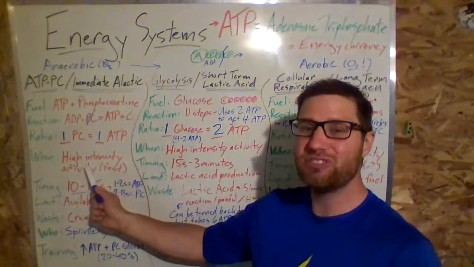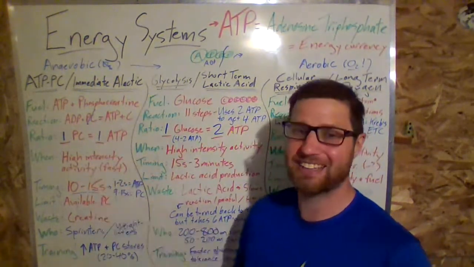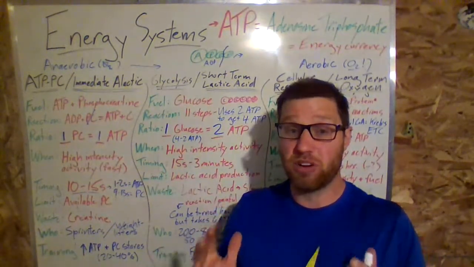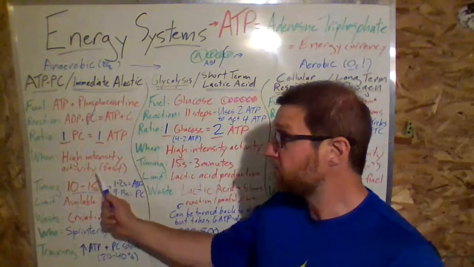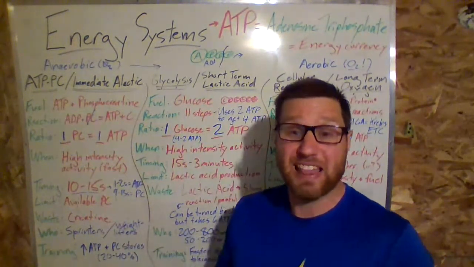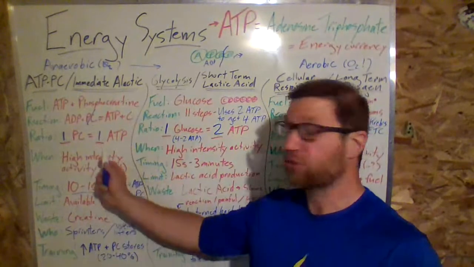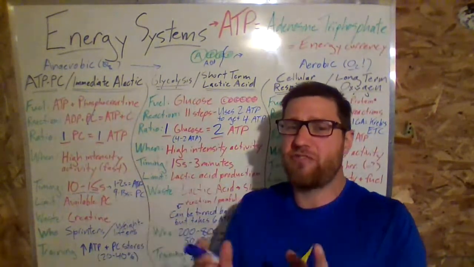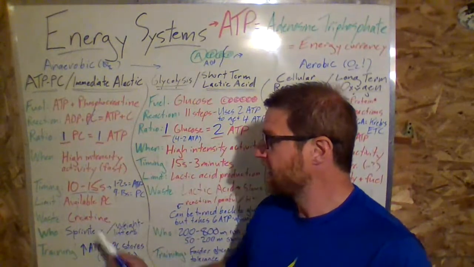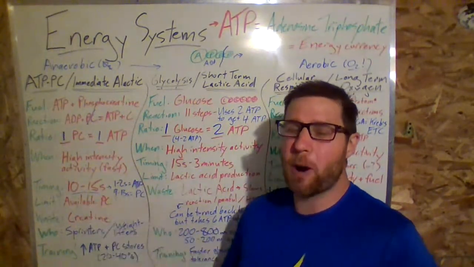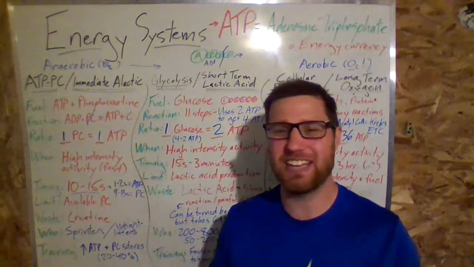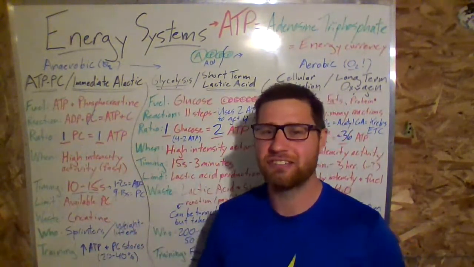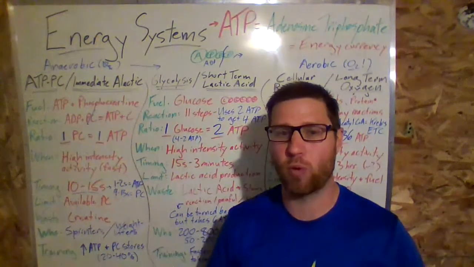Now, I only use this for high intensity activity. So if I want a lot of energy really quickly, I'm going to use my immediate alactic system for that, because the reaction is very fast. It's very short, so I can get energy very, very quickly. I can use the system for about 10 to 15 seconds. 15 would be max. Usually around 10 seconds is the amount of time I can use this system for.